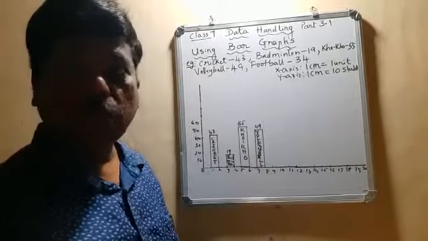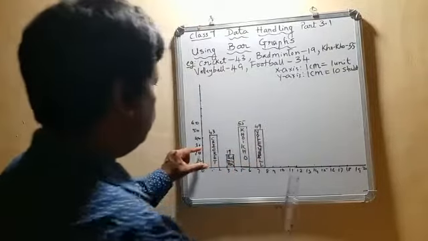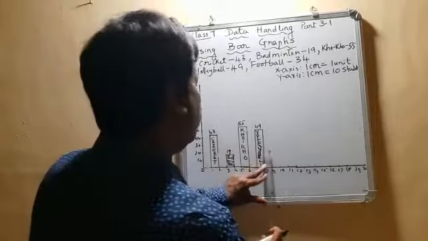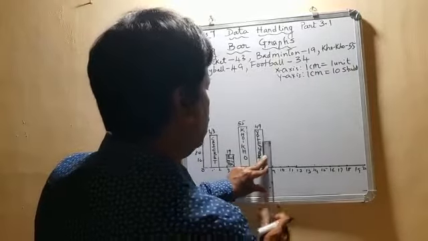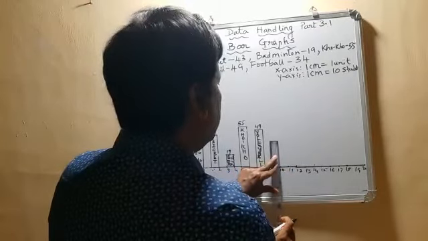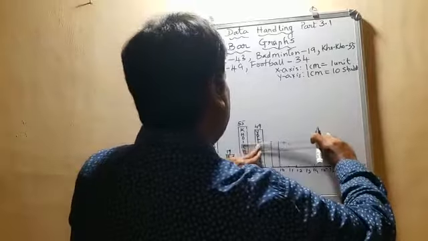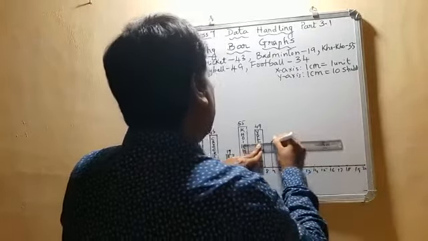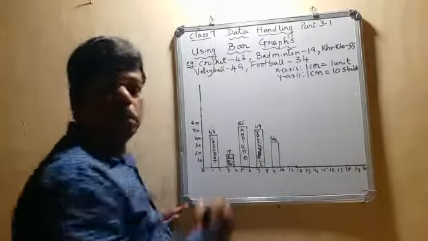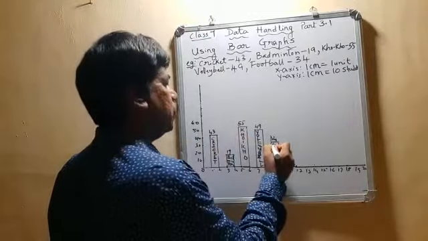And the last one is football. Football is 34, so it will be above 30, but between 30 and 40. So that is here. So this is how we represent data by using a graph. So this is football.